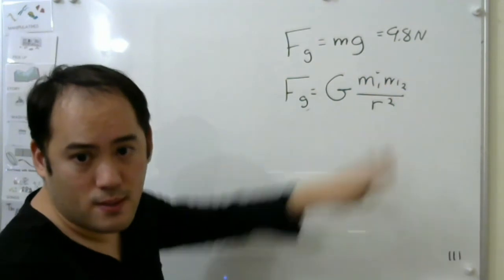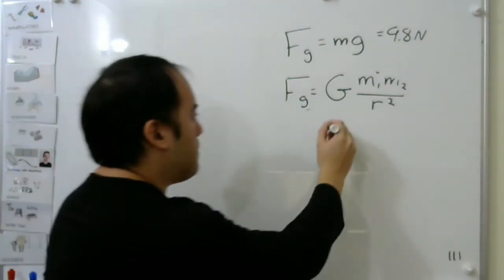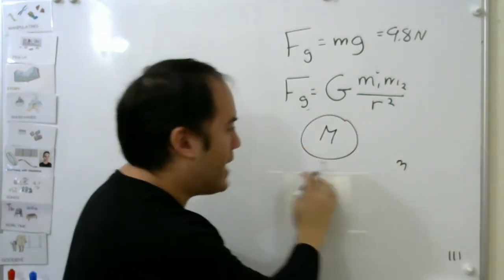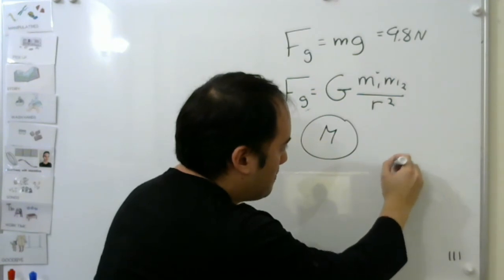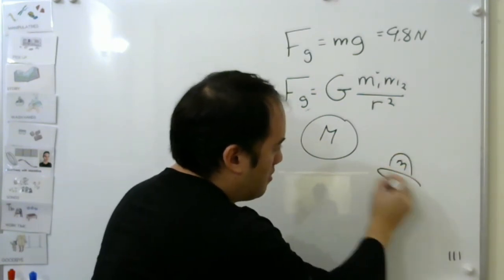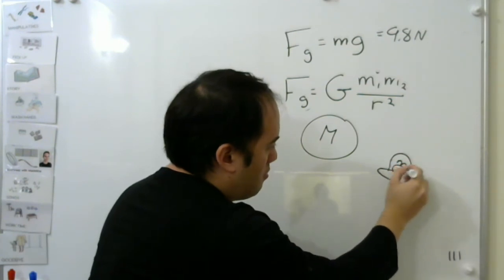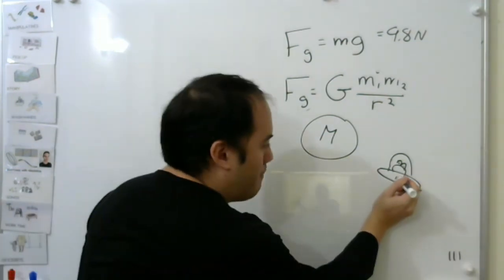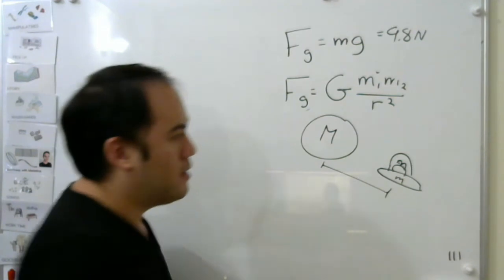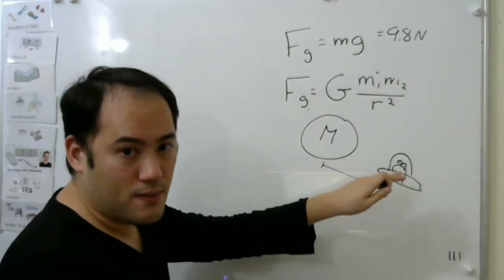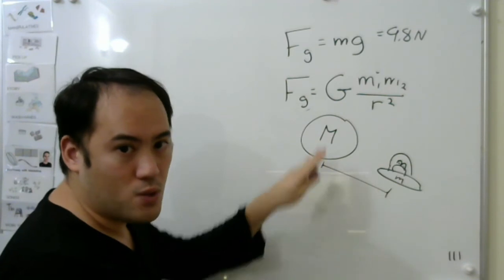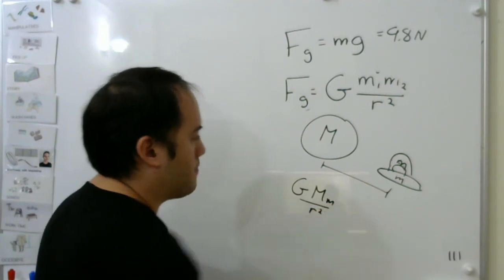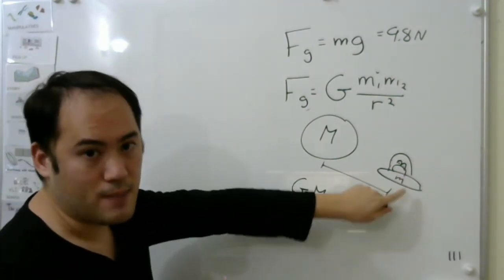I like M1 and M2, but sometimes you see big M and little m. So let's try that. Let's say we have a big planet of mass big M and a little UFO, kind of alien frog, of mass little m. The force on the spaceship from the planet would be G M m over r squared. That's the force on the spaceship from the planet.